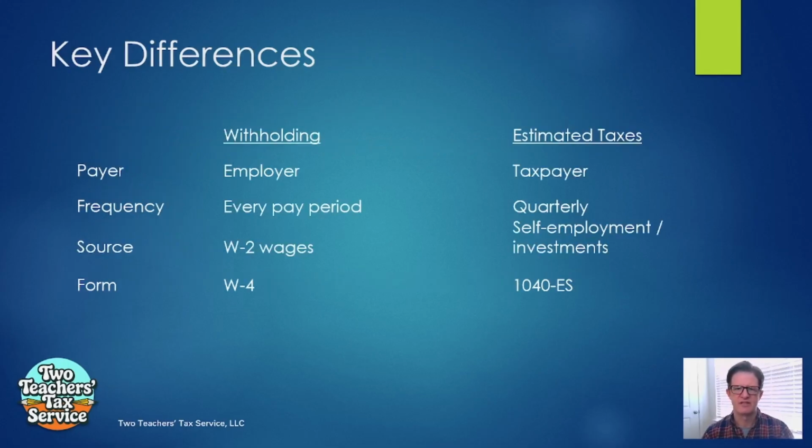So let's look at the difference. First of all, the payer. With withholding, it's your employer. For estimated taxes, it's the taxpayer's responsibility to pay into the system. The frequency. With withholding, every pay period, you're paying into the tax system. And with estimated taxes, it's quarterly. The source. With withholding, it's your W-2 wages. For estimated taxes, it's self-employment or investments. And the forms for withholding are W-4. For estimated taxes, it's the 1040 ES.